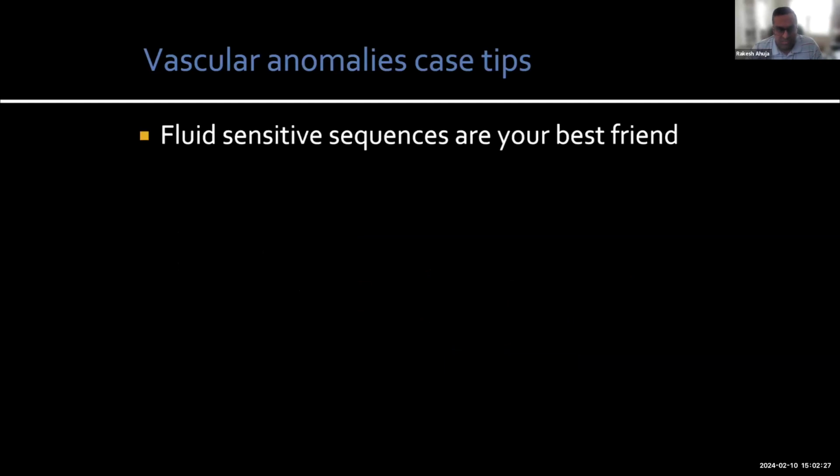So some case tips. Fluid sensitive sequences are your best friend. Even if you don't have contrast enhanced studies, that's fine. You can still find out what's going on the majority of the time. More than 90% of the time, you're going to be fine without contrast. T2, especially the fat saturated sequences. STIR sequences are amazing, believe it or not, but sometimes all we see is T2 and STIR, and that's it.